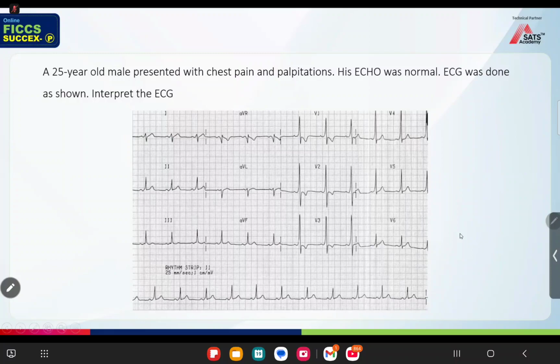it's a delta wave. WPW syndrome, Wolff-Parkinson-White syndrome. Good. Slurred upstroke is there, the QRS slurred upstroke in almost all the leads. And along with that, see, PR is very short. Yes, PR is short.